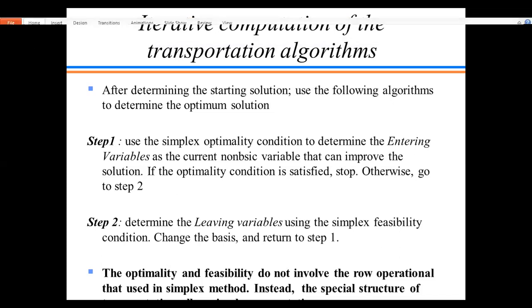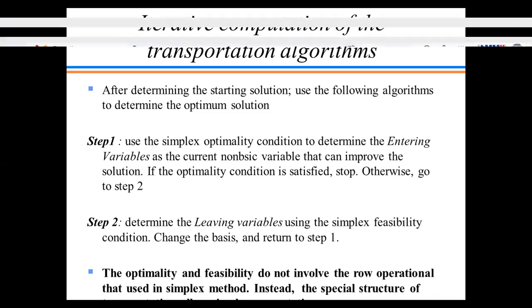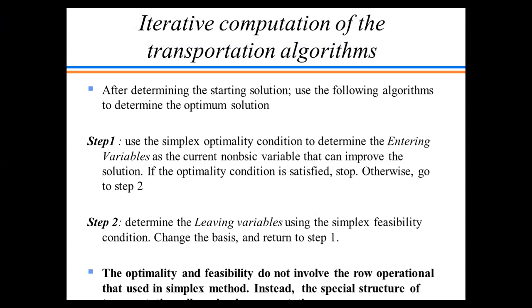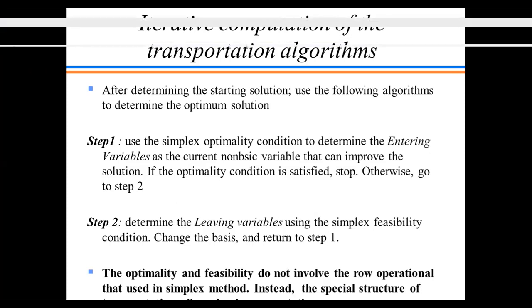Step number one is to use the simplex optimality condition to determine the entering variable as the current non-basic variable that can improve the solution. If the optimality condition is satisfied, then stop. Otherwise, we go to step two. Step two, determine the leaving variable using simplex feasibility condition, and then change the basis and return to step one. So you see that the iteration is repeated until we find the optimum solution, until the optimality condition is satisfied.